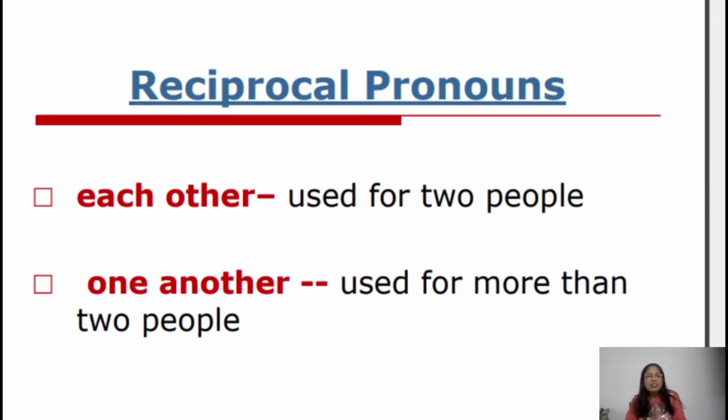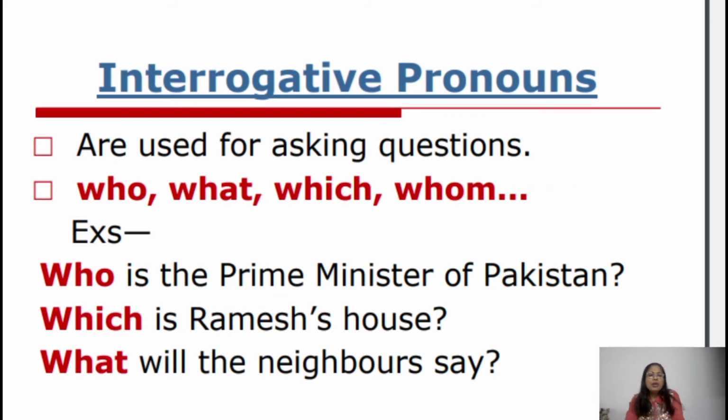Reciprocal pronouns. Examples are each other when we talk about two people. One another is used when we refer to more than two people. Interrogative pronouns, just like the name suggests, make questions. They are used for asking questions. Examples, who, what, which, whom. Who is the Prime Minister of Pakistan? Which is Ramesh's house? What will the neighbors say?